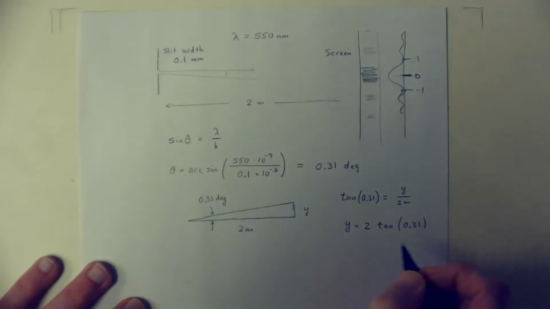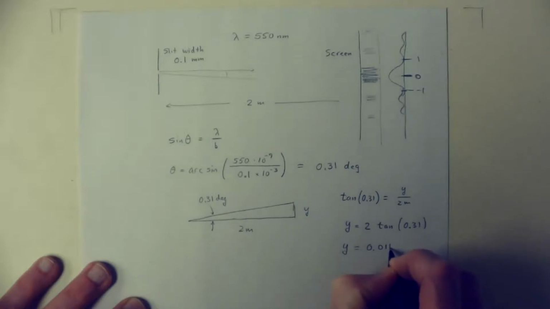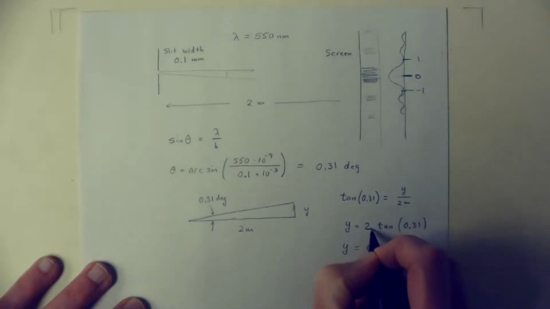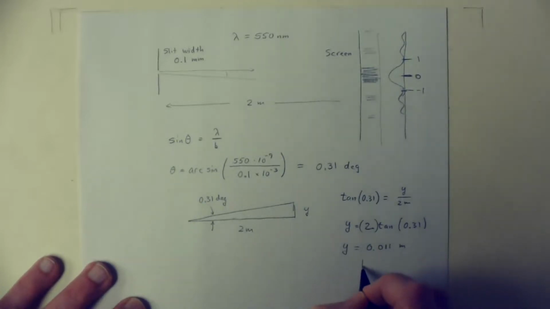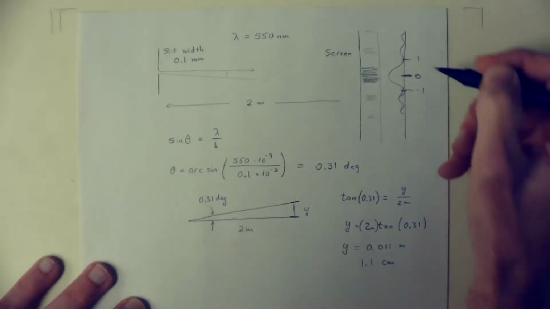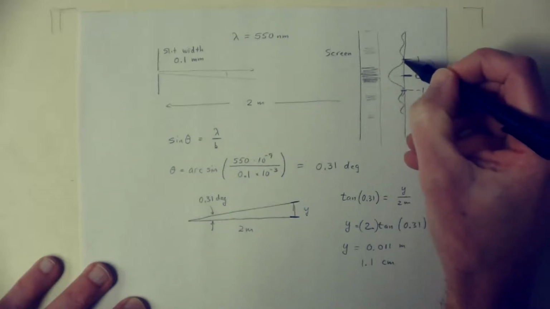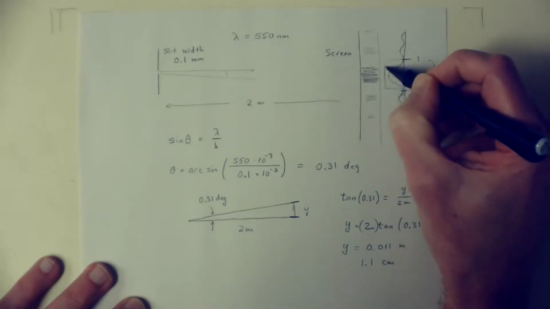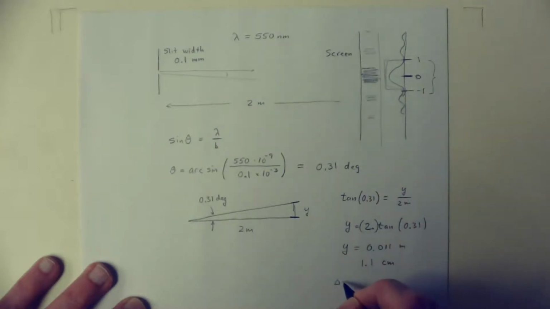Making sure our calculator is set to degrees, we'll find that y is 0.011, and that's going to come out in meters because this number out in front was in meters. So that's 0.011 meters, or 1.1 centimeters. That's the distance from the center to one of the minima. Now, if we wanted to know how wide this whole central maximum is, going all the way from one minimum to the other, then the delta y would be 2.2 centimeters.